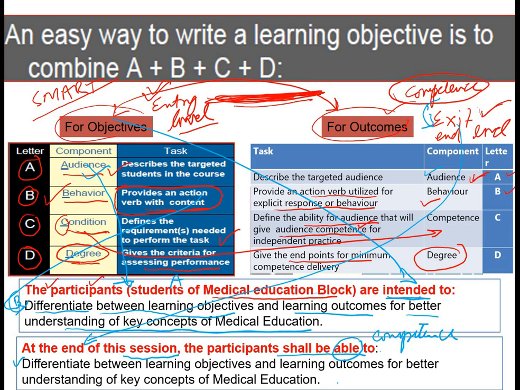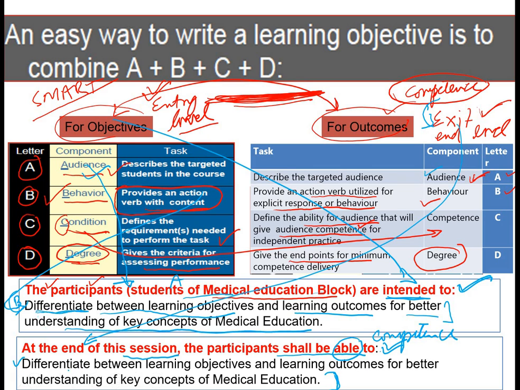I have intentionally not changed the rest of the words so that the beginners can understand. The students who are in the very beginning of medical education shall easily understand. So we call this the blanket statement, and it is the blanket statement that shall be very carefully written. It should have the audience. Here the audience is the medical education block, and this is A, and B stands for the behavior or an action verb.